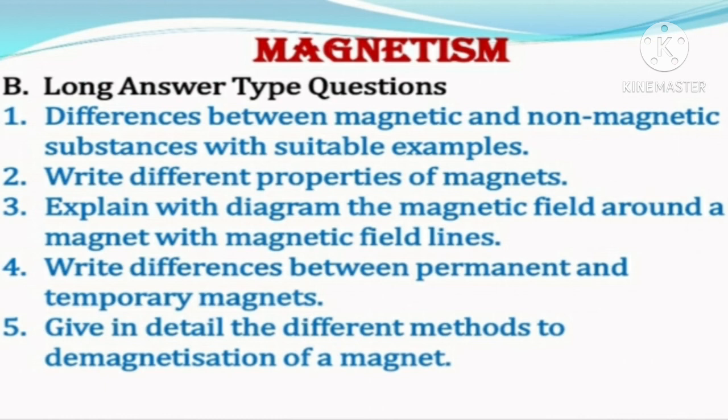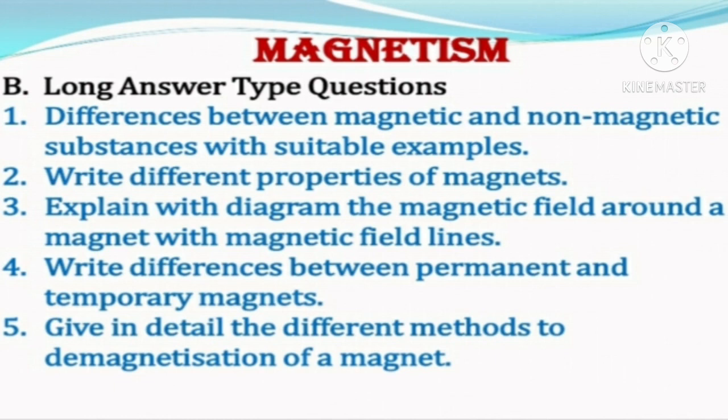Question number 2. Write different properties of magnets. First, all magnets have two poles, North Pole and South Pole. Second, the magnetic strength is the strongest at the poles of the magnets. Third, the force of attraction of a magnet is greater at its poles than in the middle. Fourth, like poles repel and unlike poles attract. Question number 3. Explain with a diagram the magnetic field around a magnet with magnetic field lines. We have already explained this in the previous video classes.